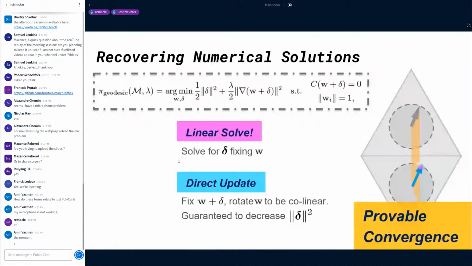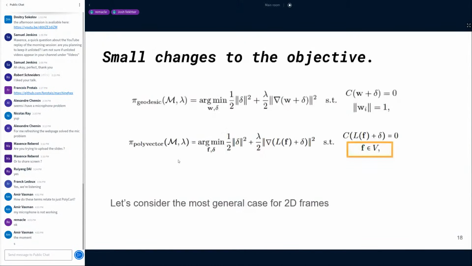Now we need to project it. When we're doing this alternating minimization, we do a global solve for delta. The integrability constraints are linear, so the delta solve is still just a linearly constrained quadratic program. But now the projection where you update the frame is different, and I think the approach for updating the frame that we're using is different than the one used in the polyvector paper.